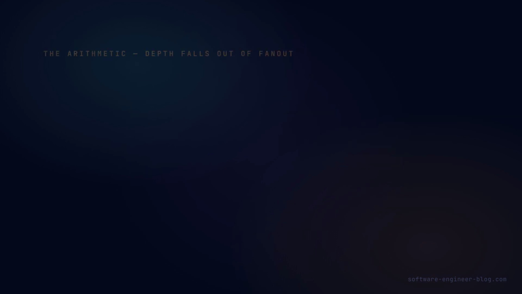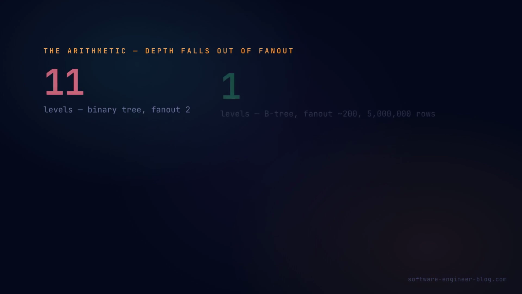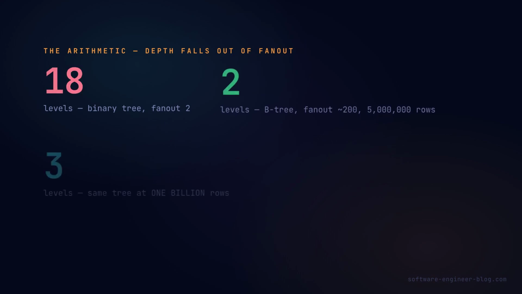And now the depth falls out. It is not a design decision. It is arithmetic. One page at the top holds 200 pointers. Each points at a page holding 200 more. That is 40,000. One more level. 40,000 times 200 is 8 million in 3 levels. Our table has 5 million rows. It fits. So 3 hops. That is where the 3 comes from.